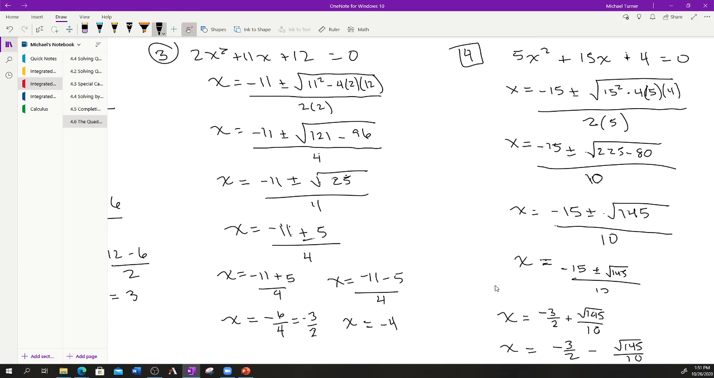Now for me, if you get here and it's clear that you can't simplify it any further, you can just leave it there. You don't have to write it as two answers, but most textbooks and most teachers are going to ask you to write it out as two answers separately. So just pay attention to the instructions, what you're being asked to do.